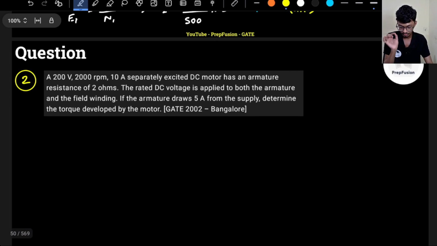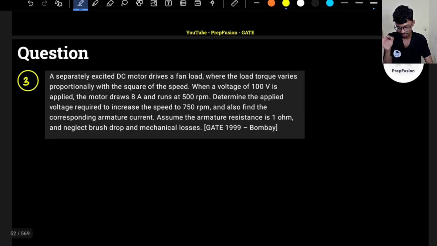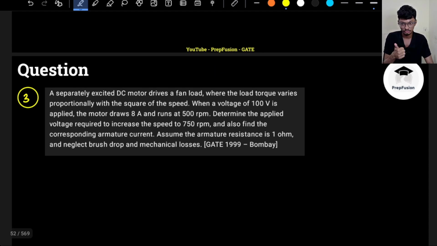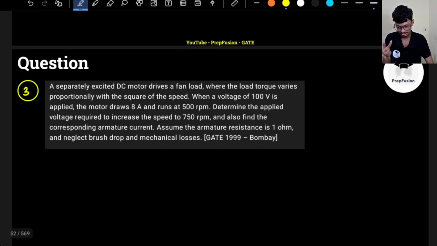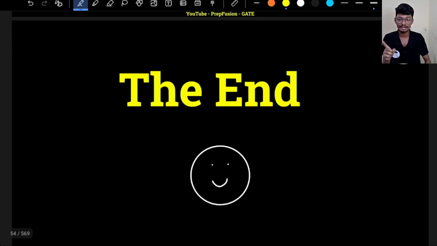So I want to leave you with the second question. This is the GATE question. I want you to solve this question, and in the next lecture we will try to solve this. This is the question, and this is also another question that I want you to solve. Two GATE PYQs I want you to solve. So in the first lecture itself, you will be able to solve all the GATE PYQs, whatever we have learned till now. So that's how the flow of lecture works in PrepFusion. These two questions I give you as homework, and in the next lecture we will solve these questions, and we will understand more types of DC machines like shunt, then series, all those things we will understand.